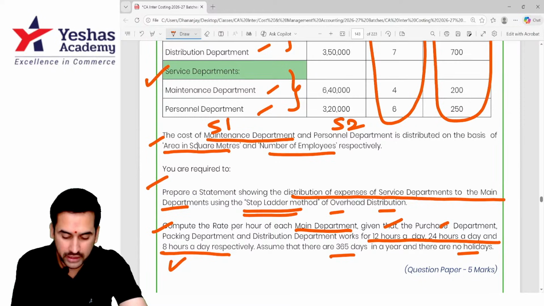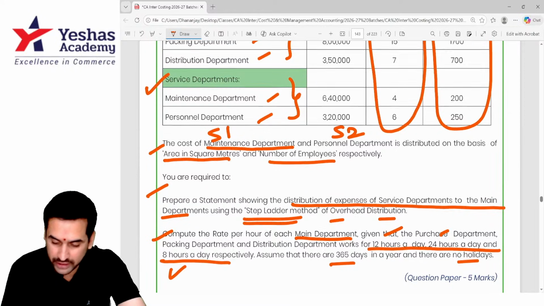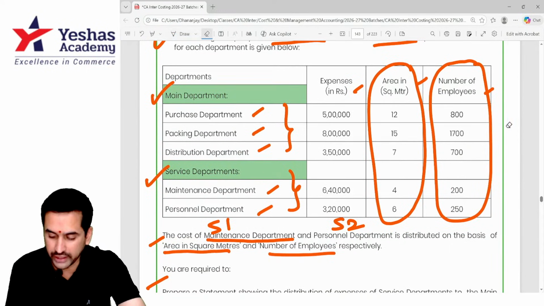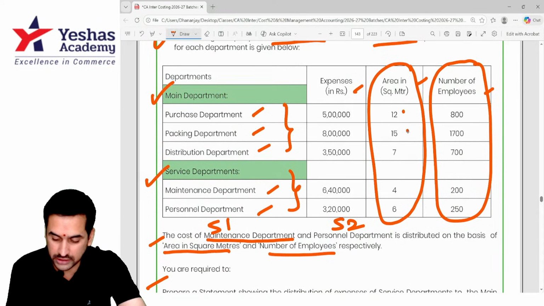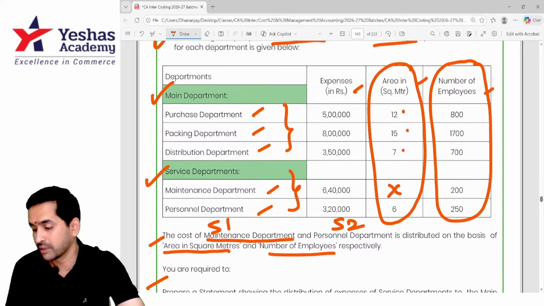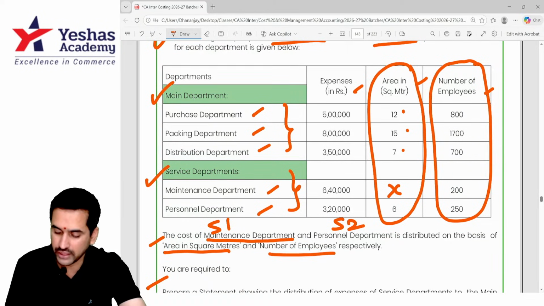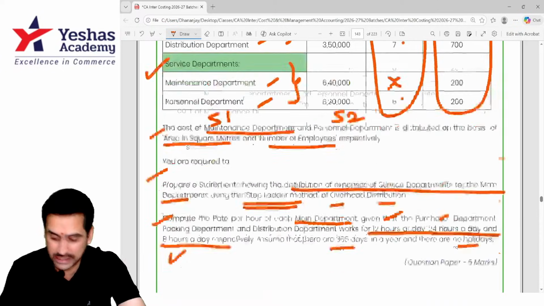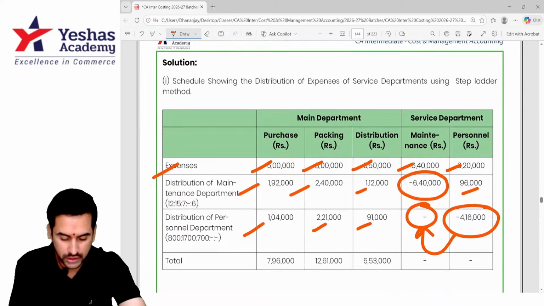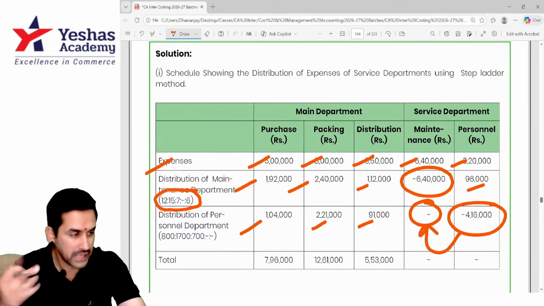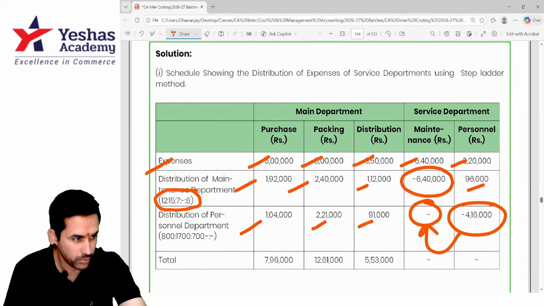Maintenance department in the ratio of area in square meter. Where is area in square meter? 12, 15, 7, correct, these numbers. And when you are taking maintenance, you should not take maintenance number. I can't transfer cost to myself, so it should be 12, 15, 7 and 6. See this? 12, 15, 7 and 6. That's a dash, meaning nothing, 0.